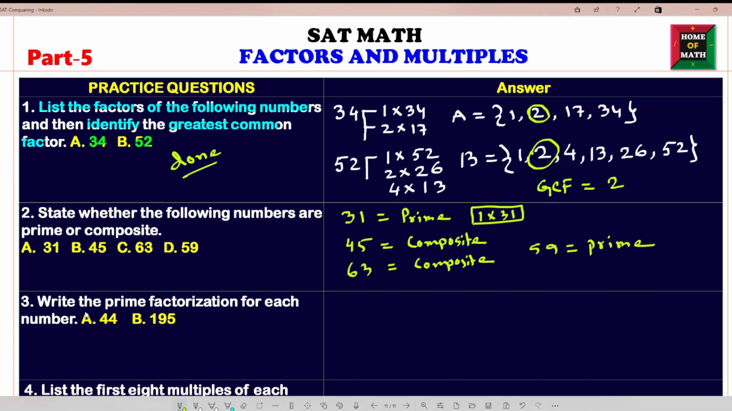Number 3, write the prime factorization for each. First 44. So 44, once we divide we will get 22. Again divide by 2, so 11. So 44 we can write as 2 times 2 times 11, or we can write 2 squared times 11. This is 44.